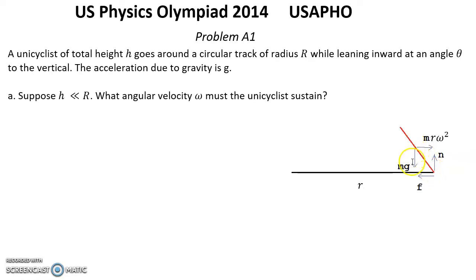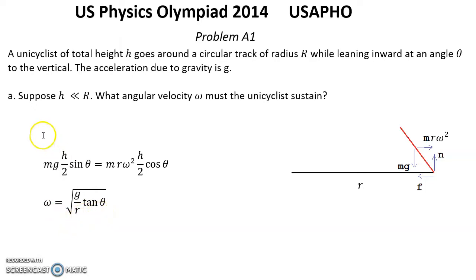Also we have torque around the point of contact. We have counterclockwise torque from the force of gravity and clockwise torque from this centrifugal force. Let's write this equation. It will be this one. On the left we have the torque from the force of gravity, and on the right we have the torque from this centrifugal force. Here we use the knowledge that h is much less than r. From this equation we can find that omega equals the square root of g over r multiplied by tangent theta. That's the answer for question A.